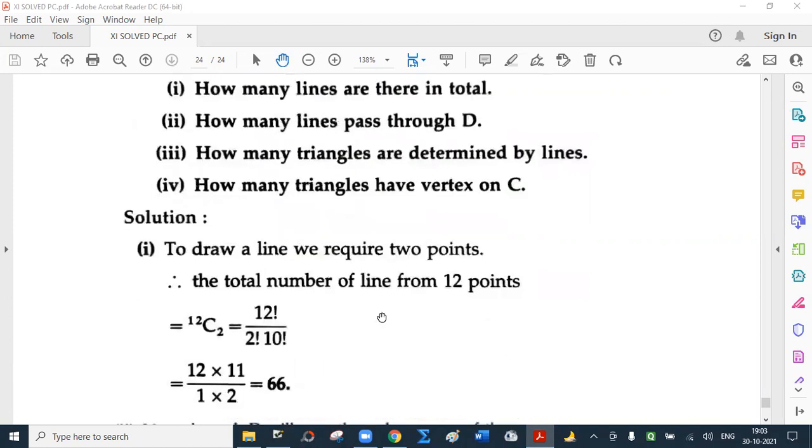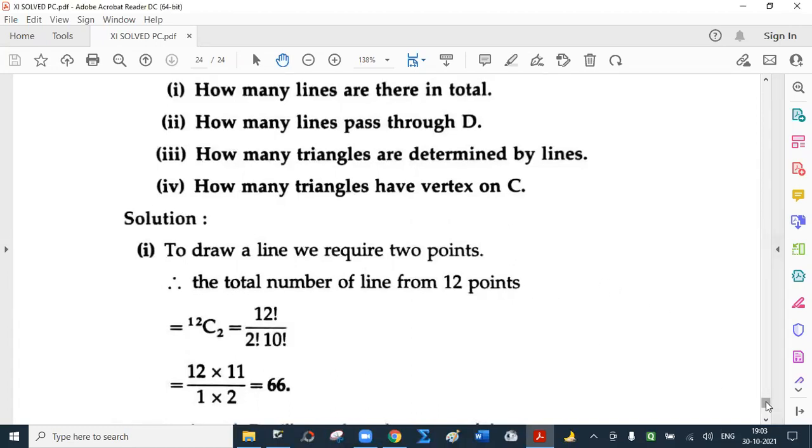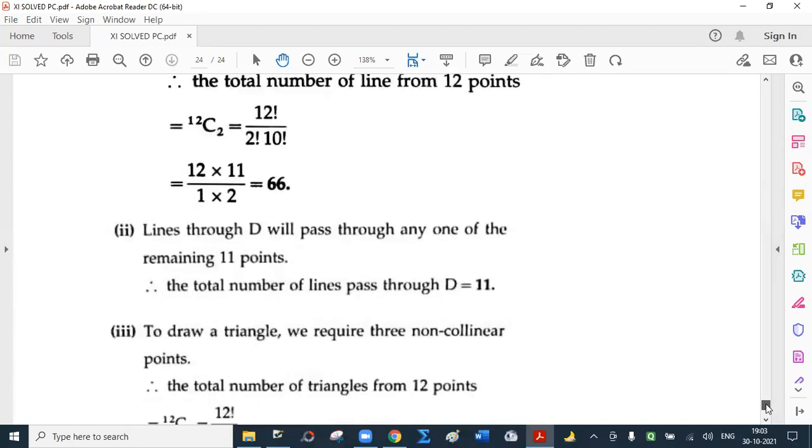Okay, vertex as C. Now to draw a line, we require 2 points. So 12 points are there. So how many? 12C2, that is 66 lines. Then lines through D will pass through any one of the remaining 11 points. See, 2 distinct points determine a line. One is fixed. So other has to be selected from remaining 11. So 11 such lines.